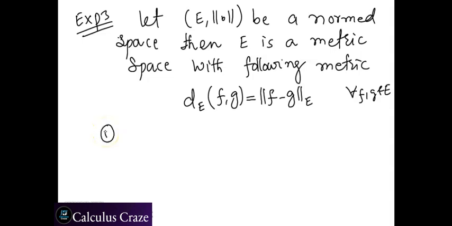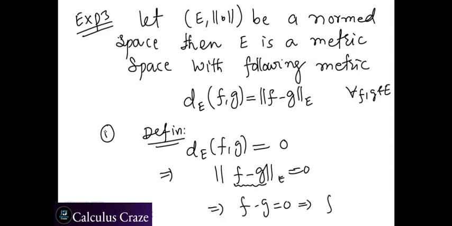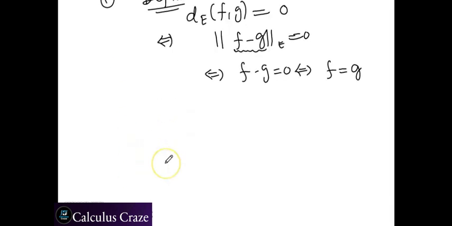So number one property is the definiteness. Definiteness can be proved by saying that, let us say that the distance between f and g is 0, and this implies that the norm of f minus g in E is 0. Now we have seen from the properties of normed spaces, if the norm of a vector is 0, then the vector is 0. So this implies that f and g are the same. Now if you are taking f and g the same, then f minus g will be 0, so its norm will be 0 and you can go backward. So definiteness is not a big deal.